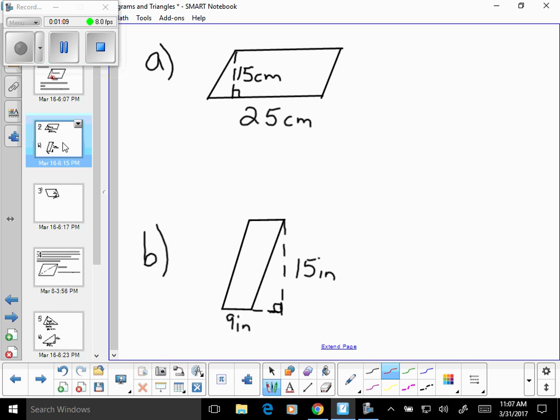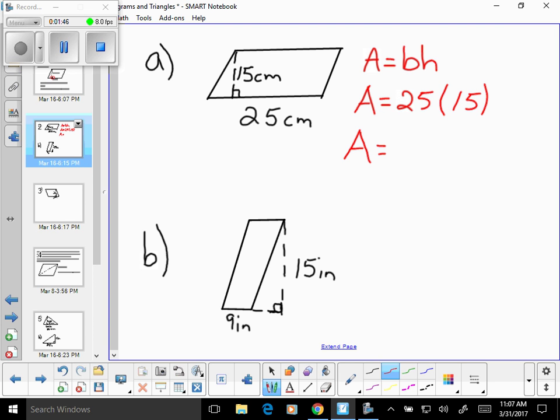Let's look at our first example here. Whenever we are working with formulas, whether it's in math or in science, the first thing we should be doing is put down that formula. Area, in this case, area equals base times height. We do not know the area. That is going to remain the variable. B stands for base, which I do know, so I will substitute in the 25. H stands for height, which in this case is that perpendicular vertical dashed line of 15.